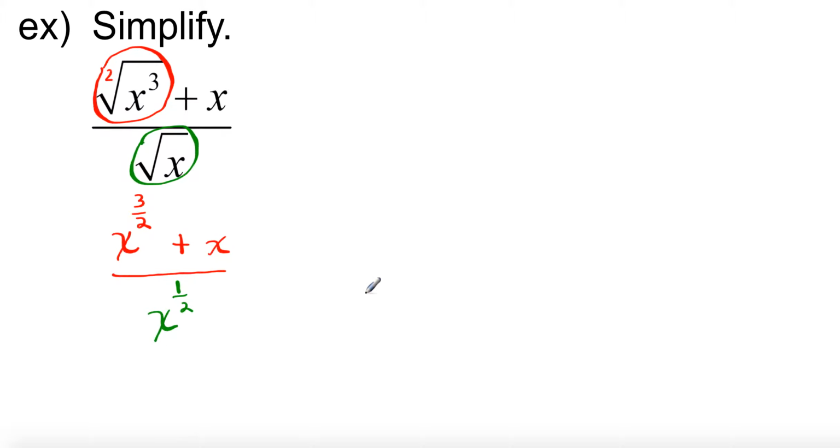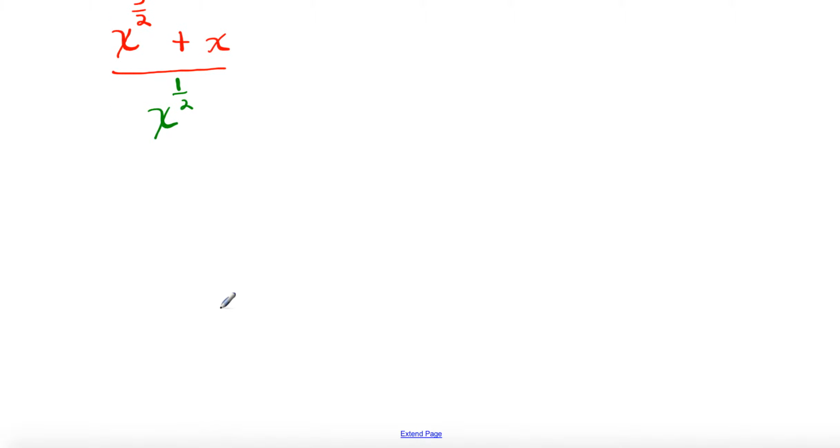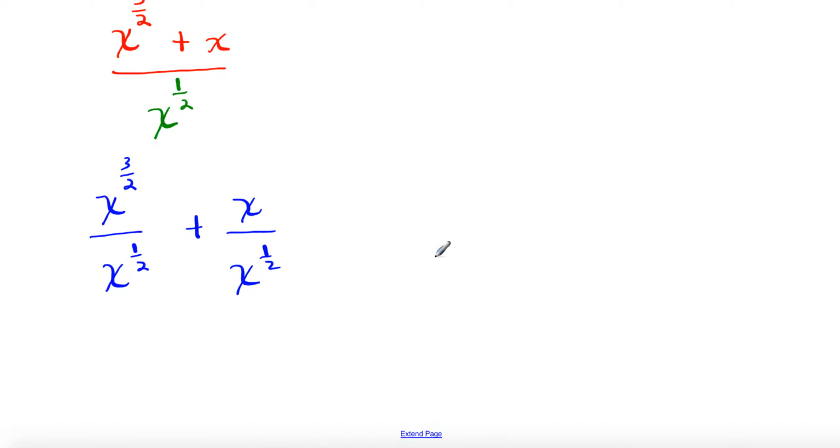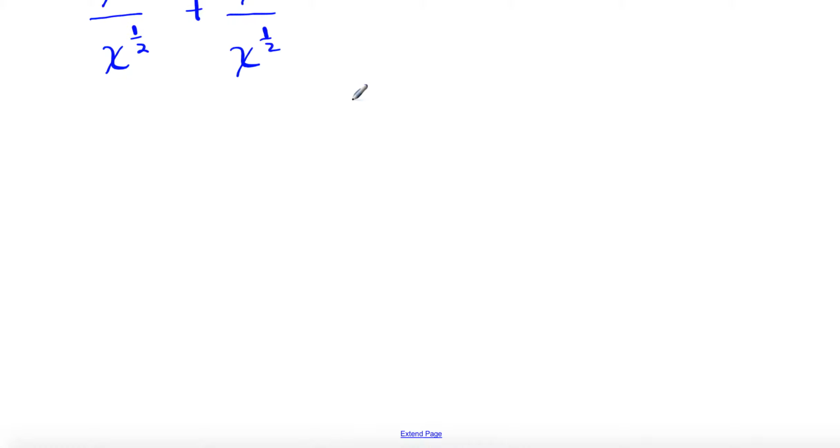Now, because my denominator has one term, it's just x to the 1/2, I'm going to split up my fraction. And what I mean by that is I'm going to write this as x to the 3/2 over x to the 1/2 plus x over x to the 1/2. All right, now my bases are the same for both terms, and when the bases are the same, we want to subtract the exponents.